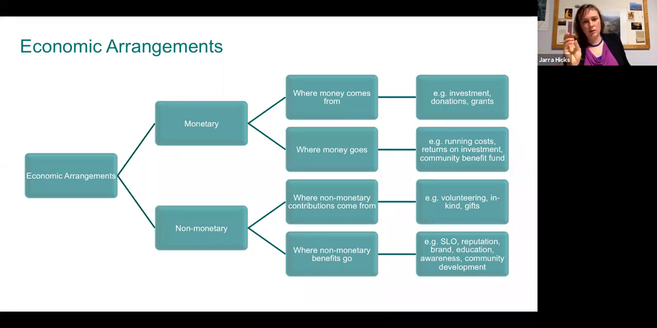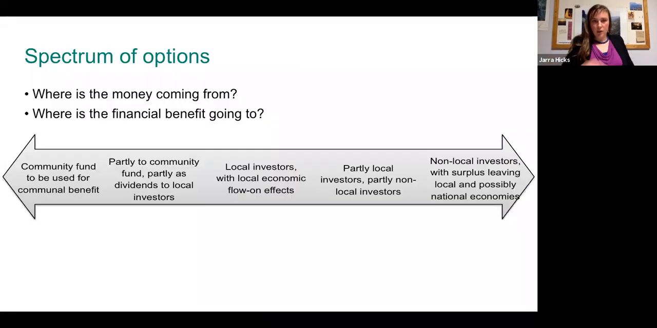So there is a cash budget and a need to bring in cash, but there's also a whole bunch of non-cash based economic transactions that go on and help make community energy projects viable. This is a spectrum that represents some of the options you need to think about when you're considering your economic arrangement, particularly when you're exploring where the money is coming from and where the financial benefit is going to.